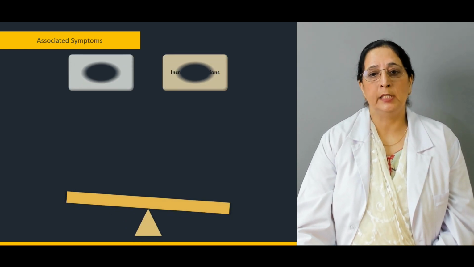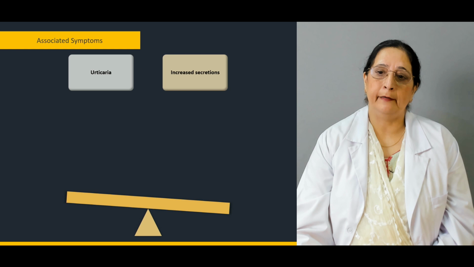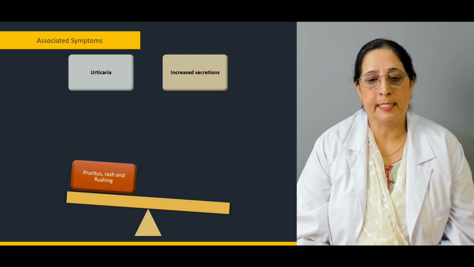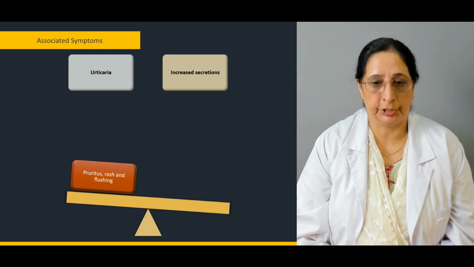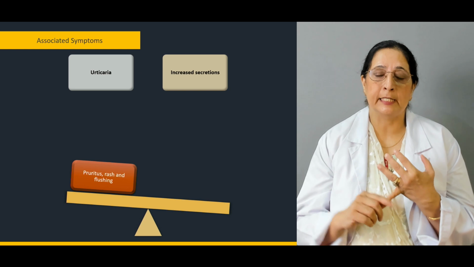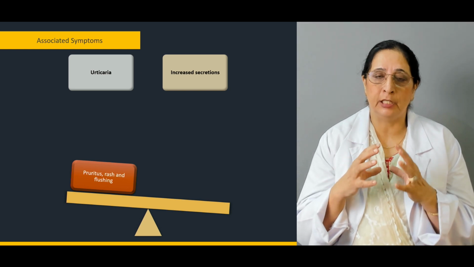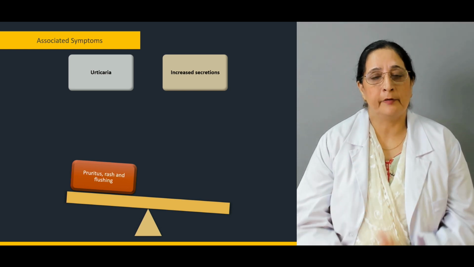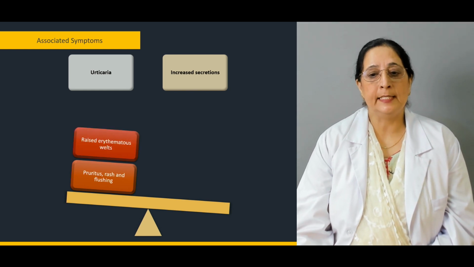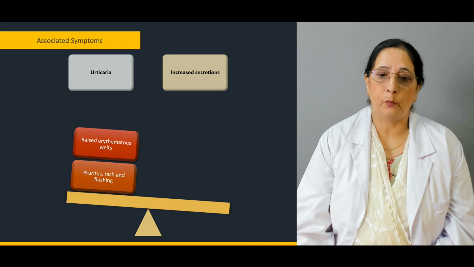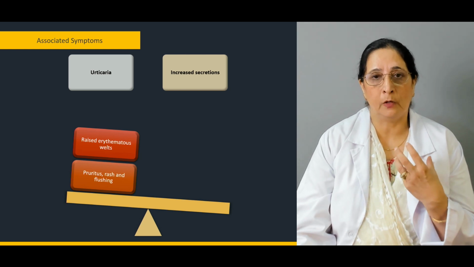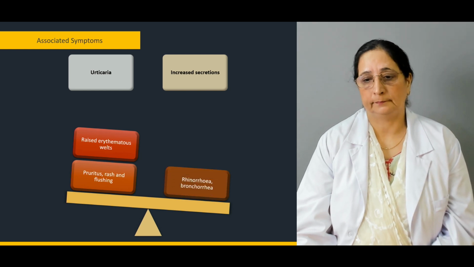Some other associated symptoms: urticaria. Urticaria is pruritus, rash, and flushing. So in urticaria, there is pruritus, itching, very bad itchy urticaria. There is rash and flushing, redness. Raised erythematous, well, so there are raised red lesions or rash.